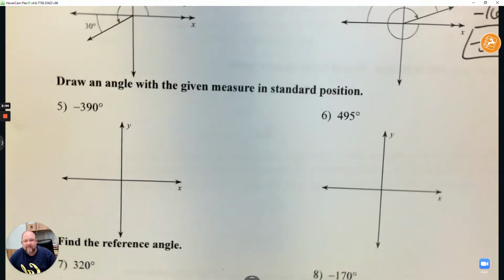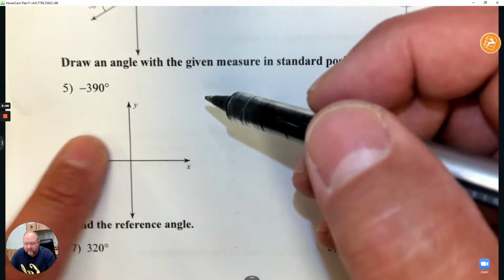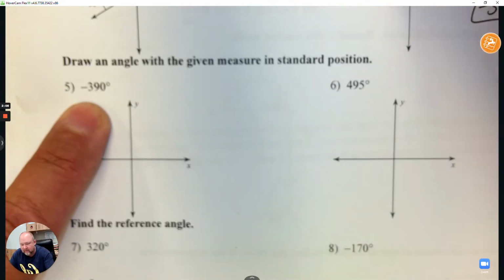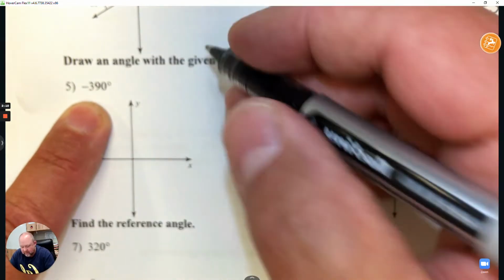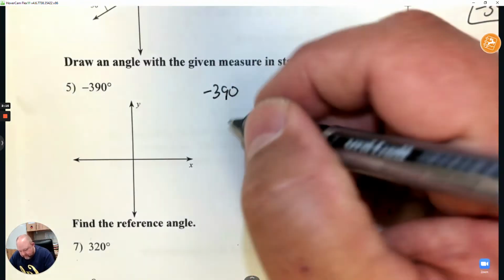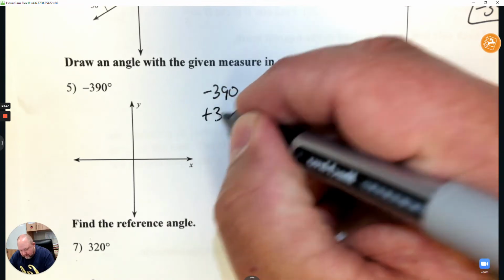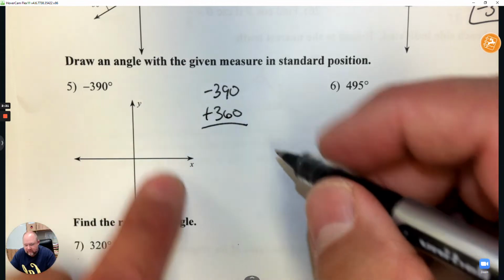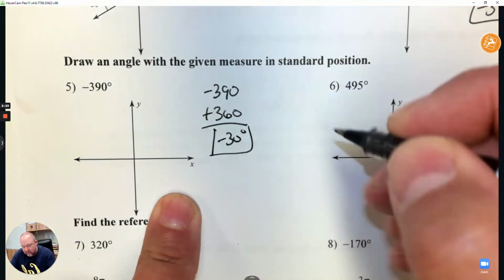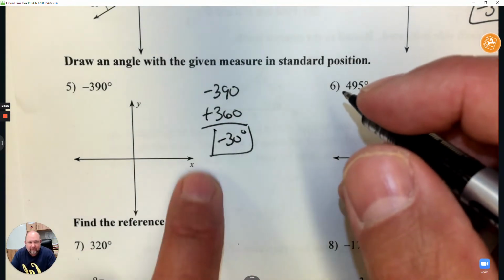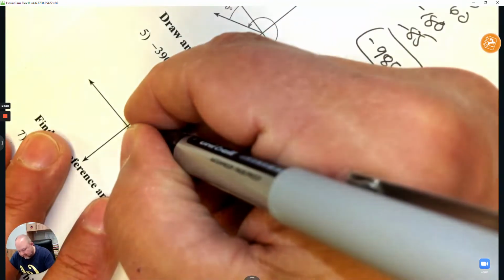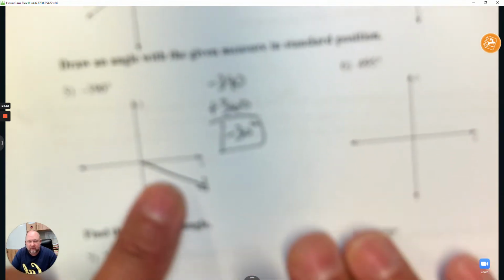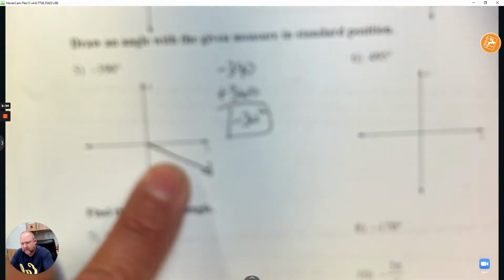Number 5. Can you draw an angle? So what direction are we going? We're going in a negative direction, which is clockwise. Notice it's beyond 1 rotation. So if I add 360 to that, I still have to go negative 30 more after the 1 rotation. So I'm going to calculate negative 30. That's where negative 30 is. They're coterminal. I know it's getting blurry.